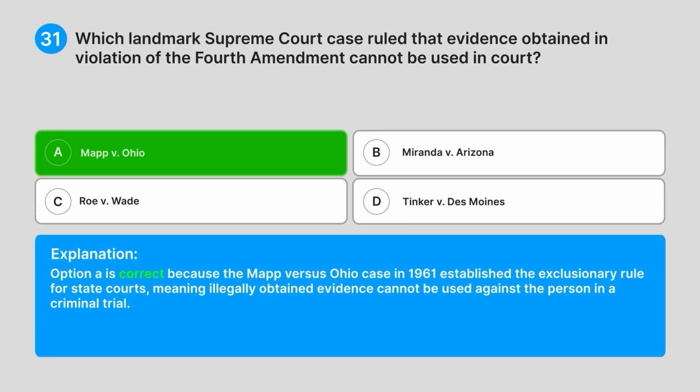Explanation: Option A is correct because the Mapp versus Ohio case in 1961 established the exclusionary rule for state courts, meaning illegally obtained evidence cannot be used against the person in a criminal trial.